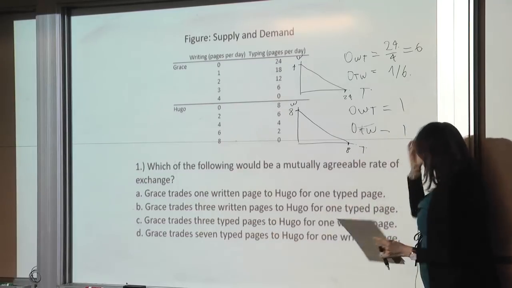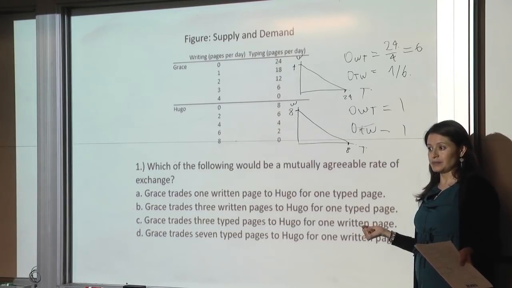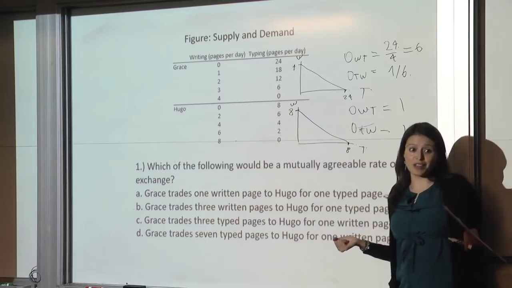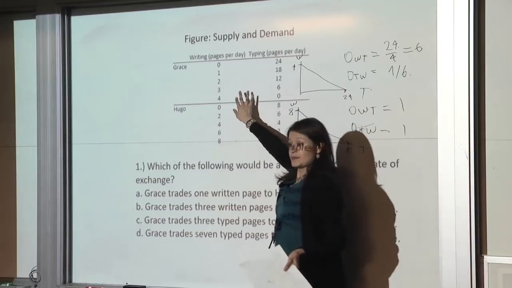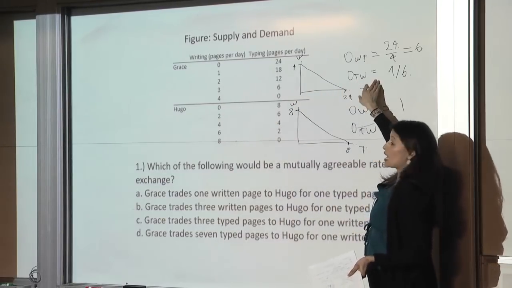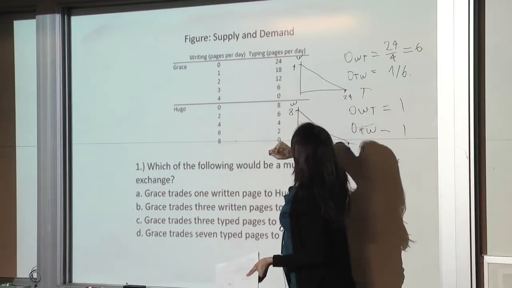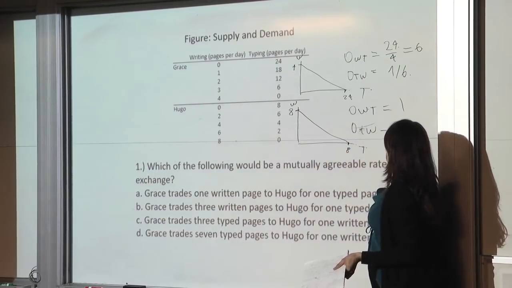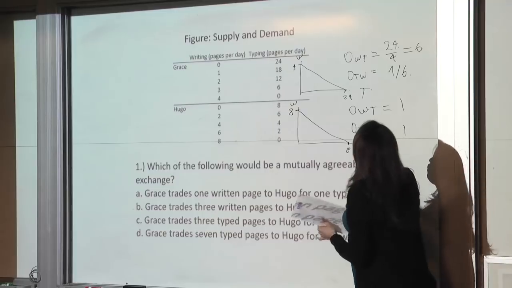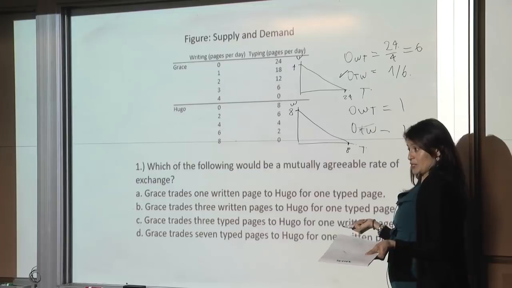So what we see here is that who is more efficient at producing what? How do we see the efficiency? Compare the opportunity cost. So we see here that for Grace, it's more efficient to type because it costs her only 1/6 of written pages. Whereas for Hugo, it costs 1 on 1, okay? So Grace will be better if she types in exchange for written pages, right?